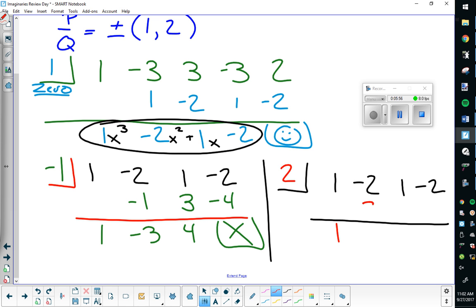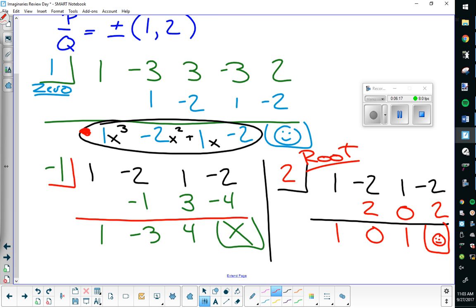Drop the 1. Multiply. Add. Multiply. Add. Multiply. Add. I get 0 there. I got 0. That's great. That means this 2 up here is a root. That's one of my answers. It was an x cubed problem that we started with, and we just got rid of one of the answers.